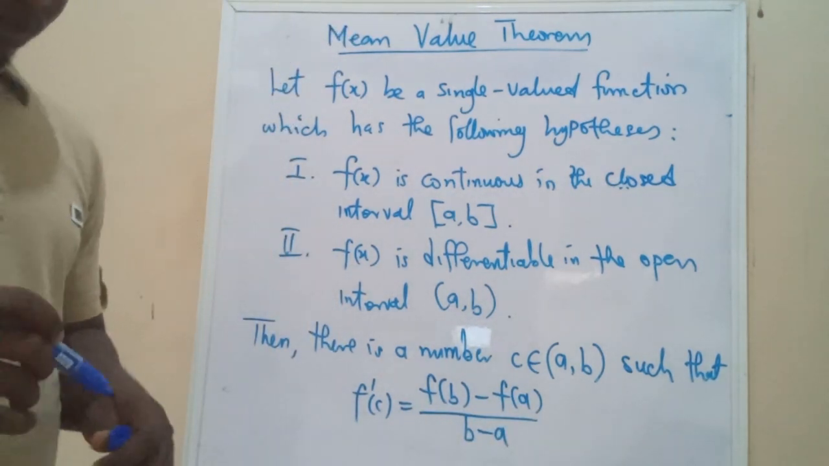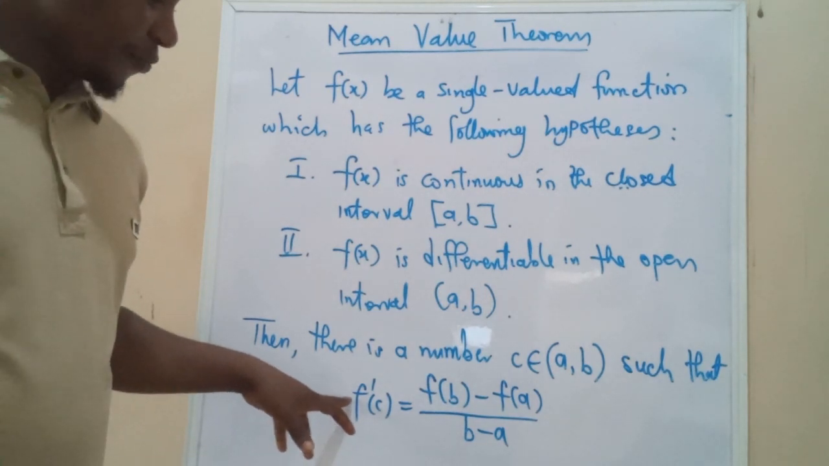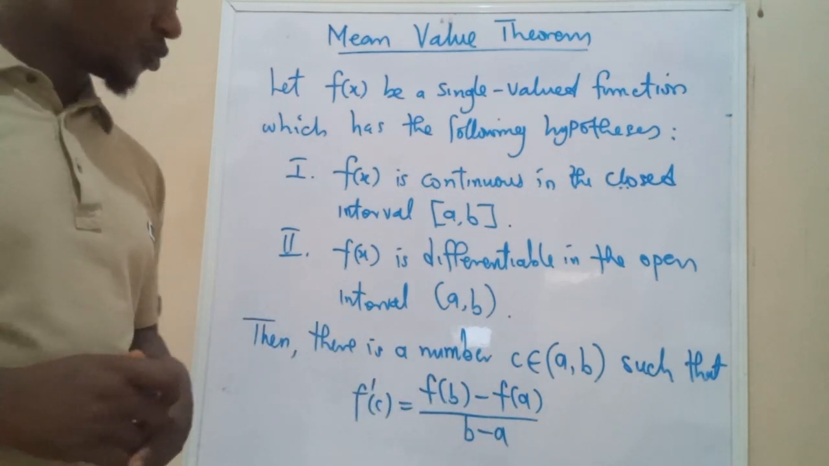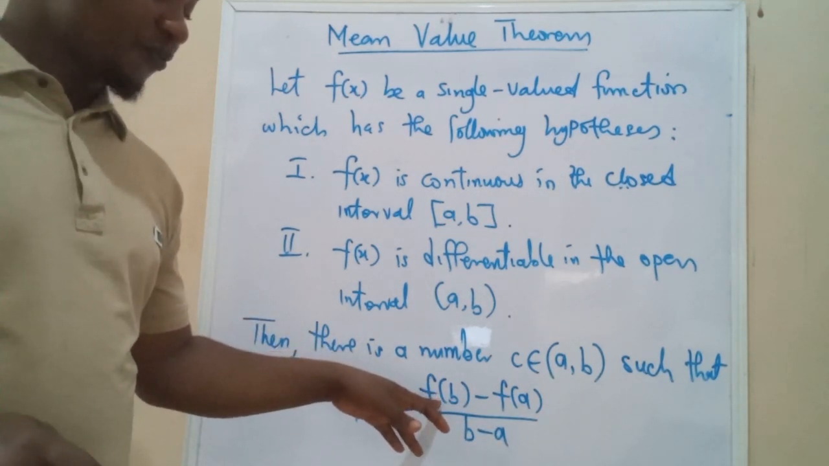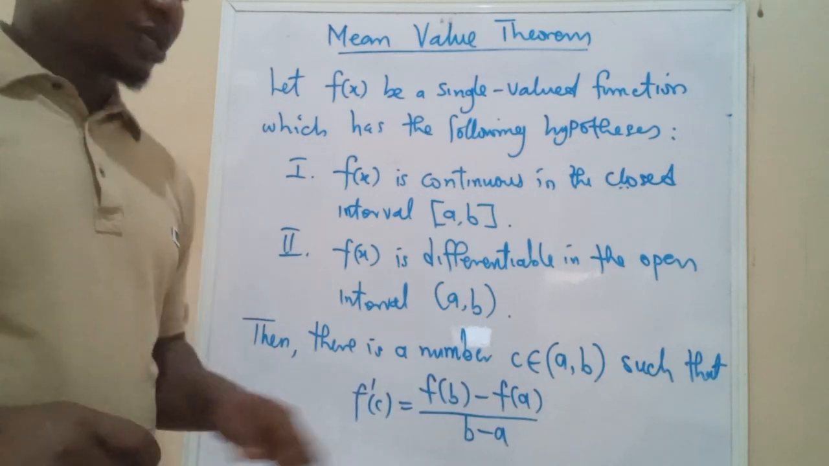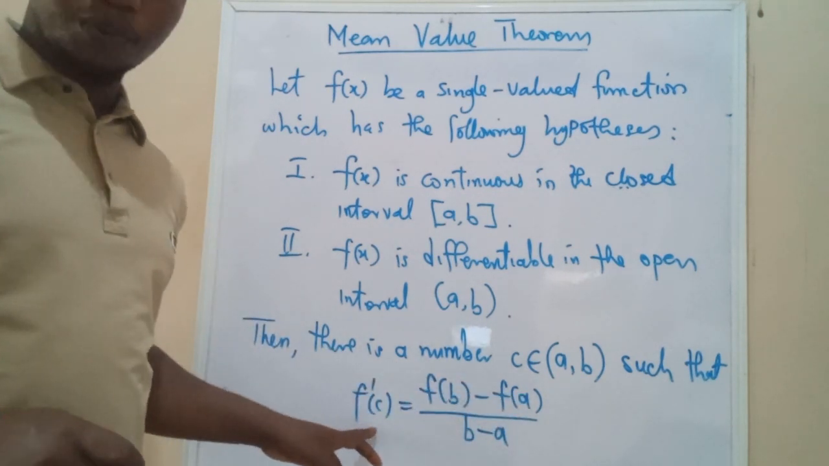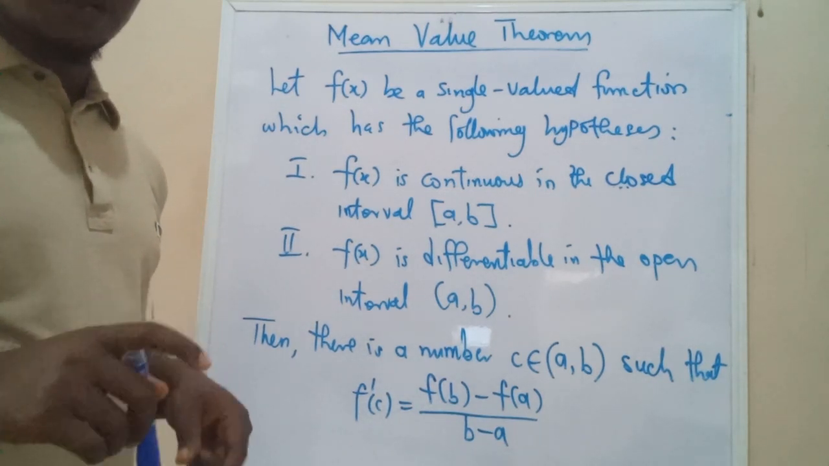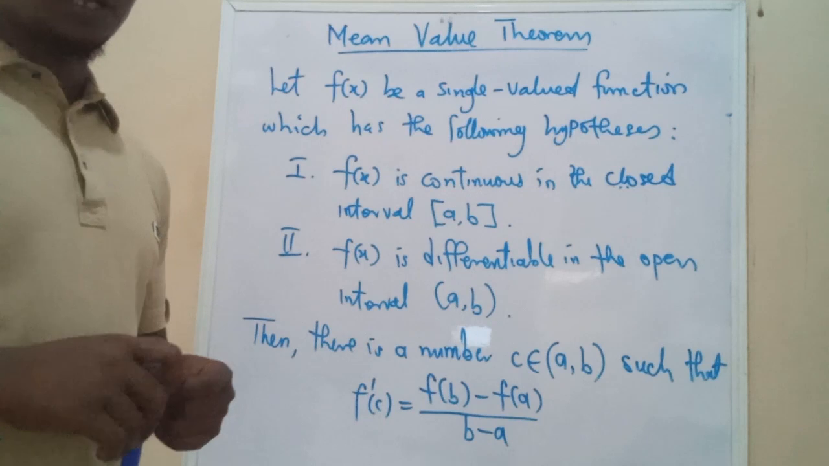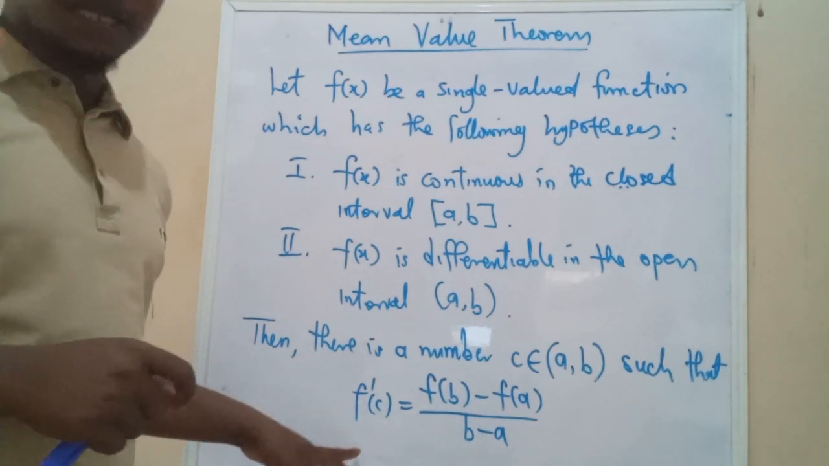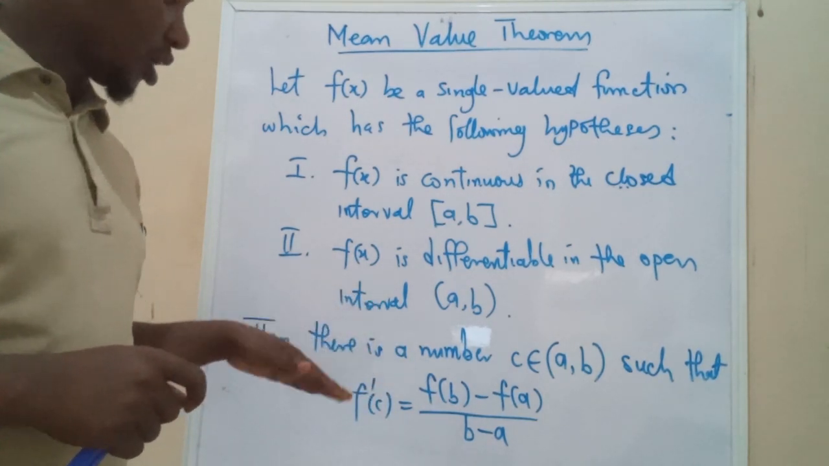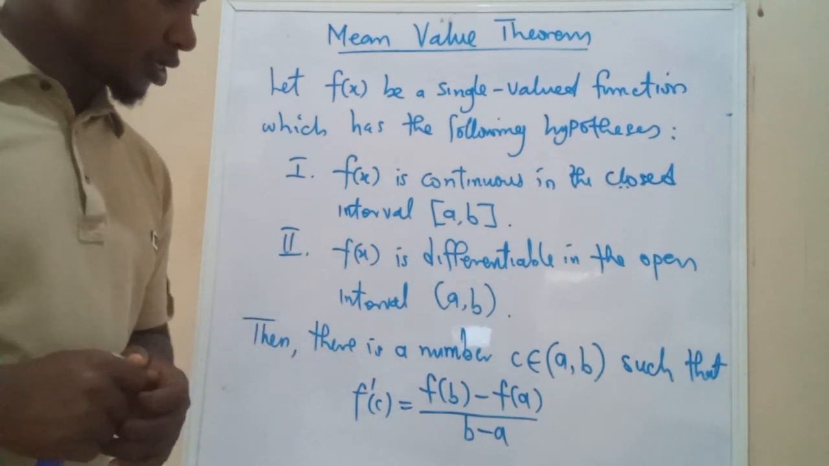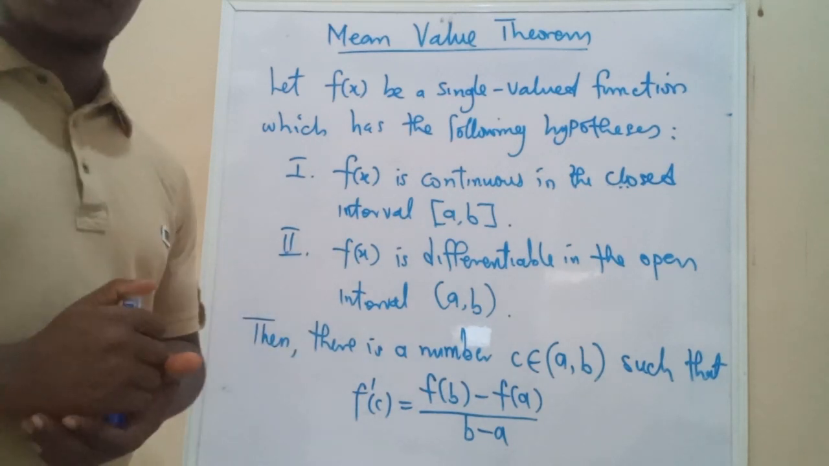So f prime of C, of course, here will not be equal to 0. The reason is that f of B and f of A are not the same. If they are not the same, it means the slope, or the mean value here, will be non-zero. If it's non-zero, it can be negative if the slope is decreasing, and it can be positive if it's increasing. So this is what the mean value theorem says.